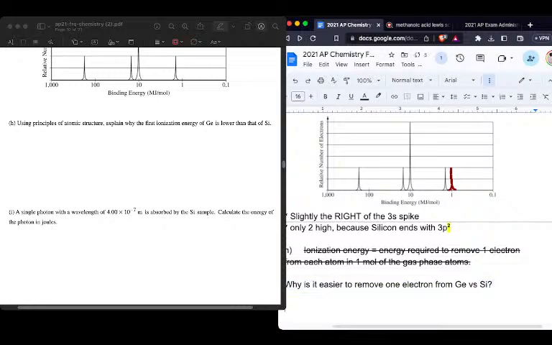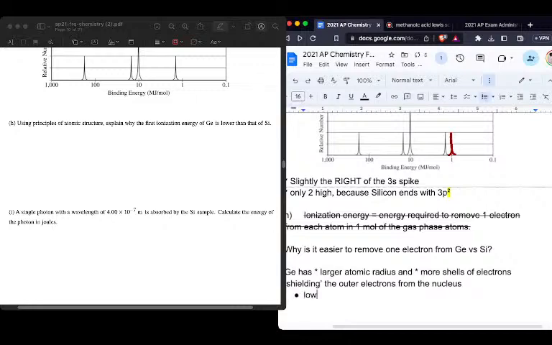Why is it easier? Ge has a larger atomic radius and more shells of electrons, shielding the outer electrons from the nucleus. If you're feeling bold, you could probably say it has a lower effective nuclear charge. It basically comes down to the fact that the electrons are further away because it's a bigger atom, though.